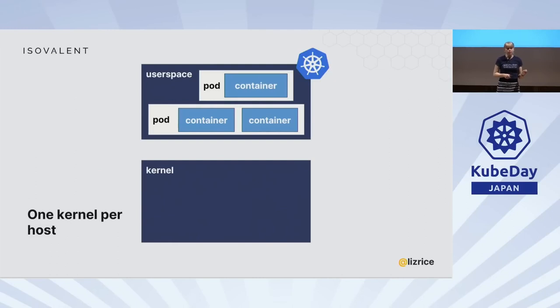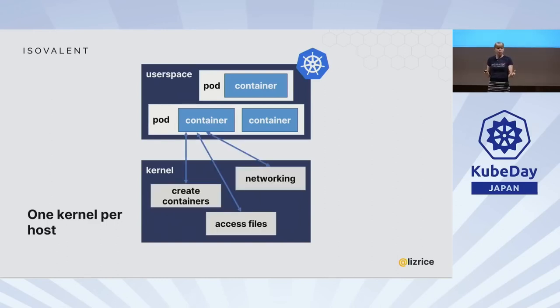In Kubernetes, our applications are still running in user space, but they're inside containers, inside pods. There's only one kernel per machine or virtual machine, so one kernel per host. And that kernel is shared across all of the processes, all of the containers that run on that host.